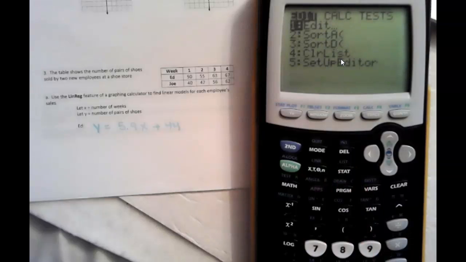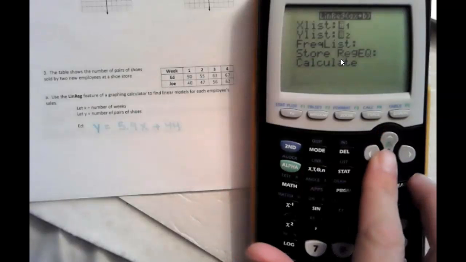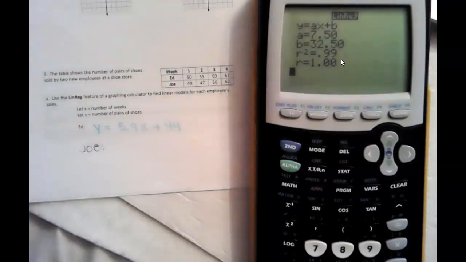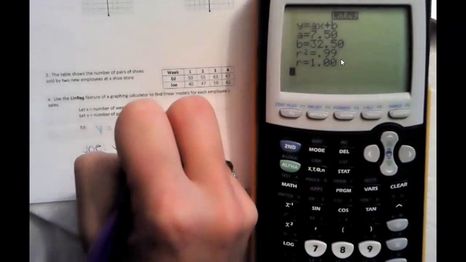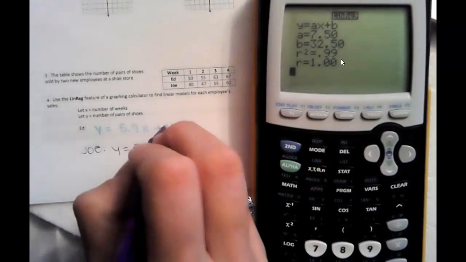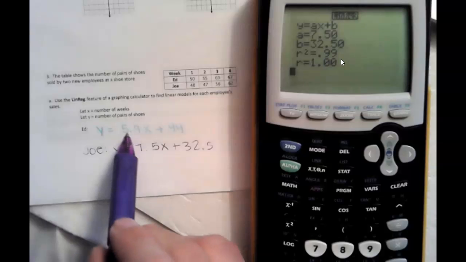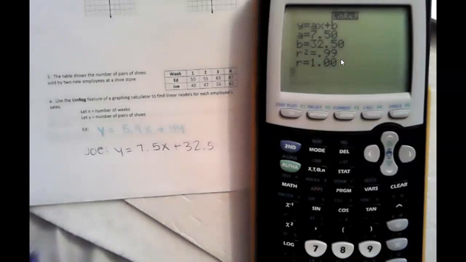Go back to Stat, go to Calculate, go back to Linear Regression, L1, L2, go to Calculate, and I see that Joe has a linear equation of y equals 7.5x plus 32.5. So taking what we know about linear regression and what we know about their equations, my slopes are different. Therefore, these are independent, intersecting with one solution.